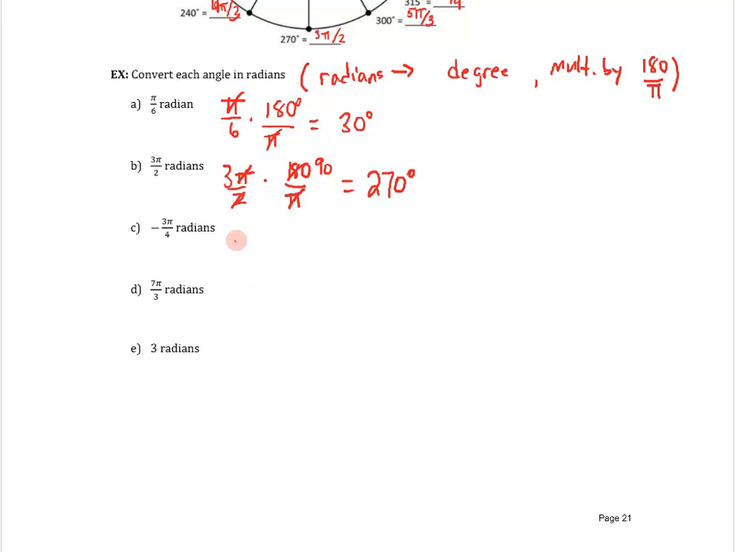If we wanted to convert negative 3 pi over 4 to degrees, we'll multiply by 180 degrees over pi. The pi's divide out. 4 goes into 180 45 times, and 3 times 45 is 135, and the negative carries through, so you have a negative 135 degrees.